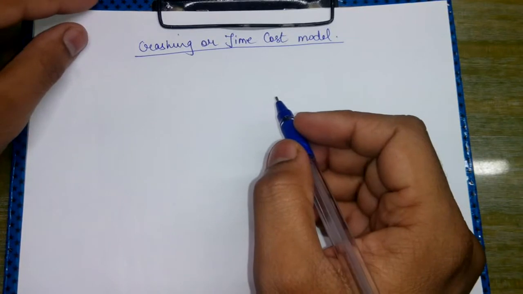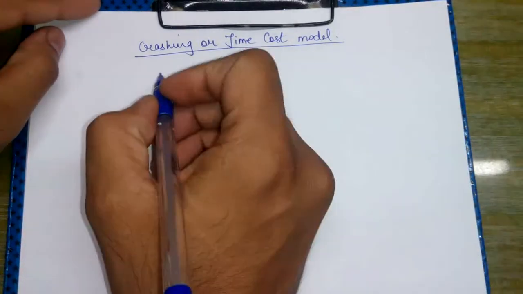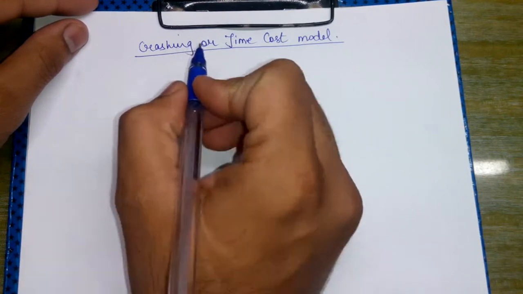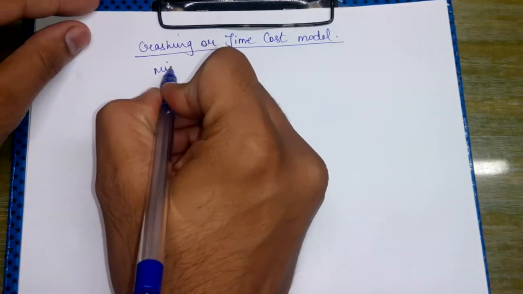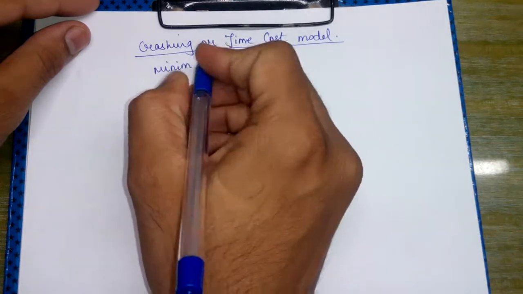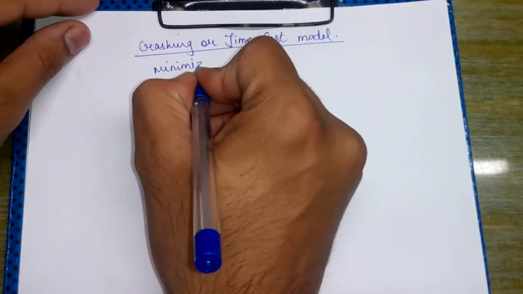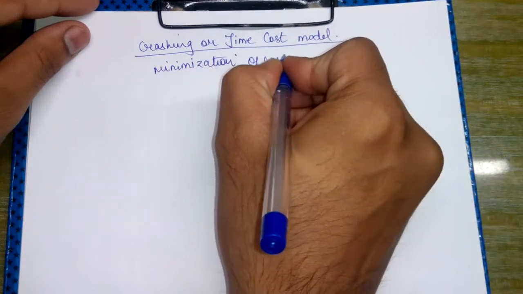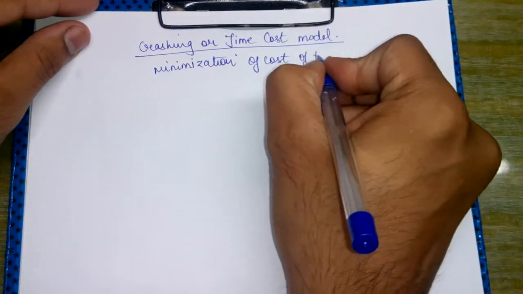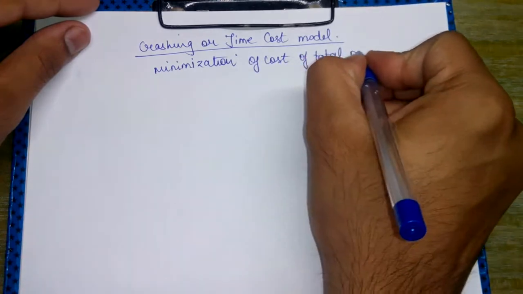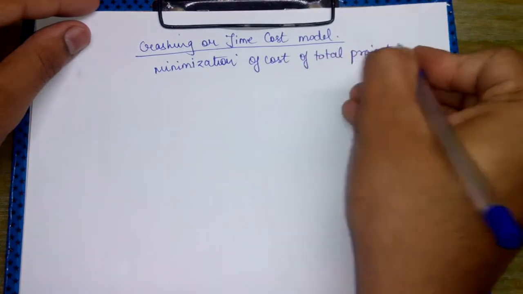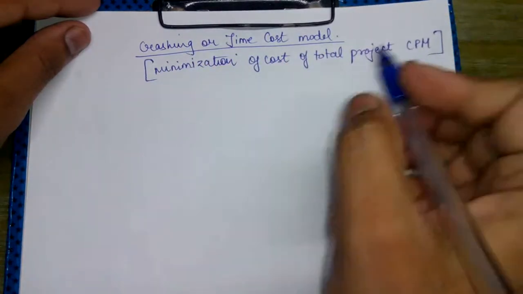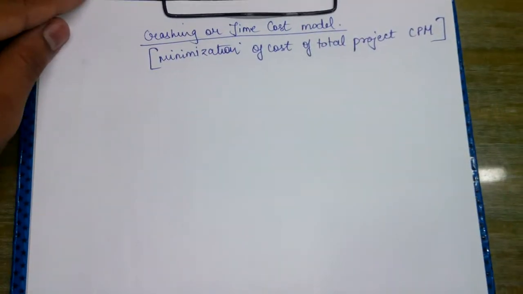So in the crashing or time cost model, our main aim is the minimization of the cost for the total project for the critical path method. So what we are achieving here is the minimization of cost of the total project in case of CPM, that is critical path method.